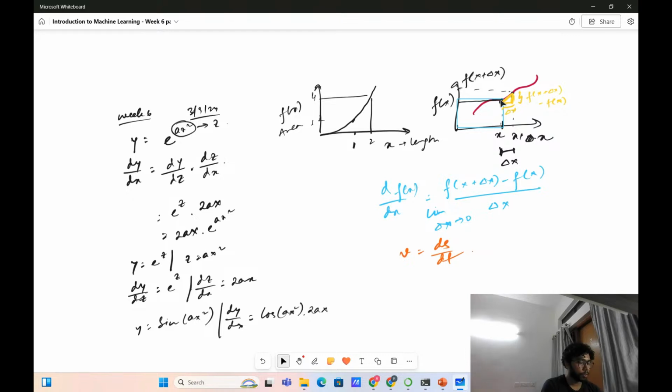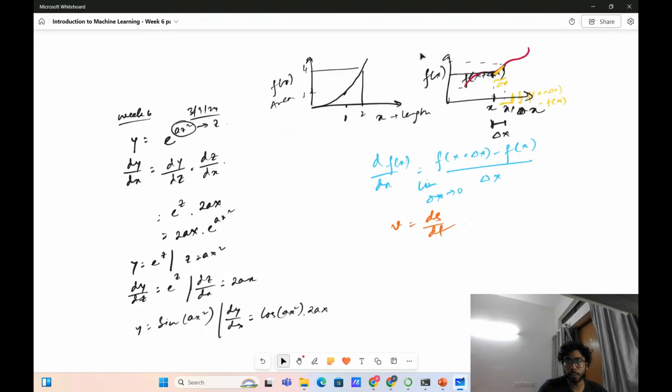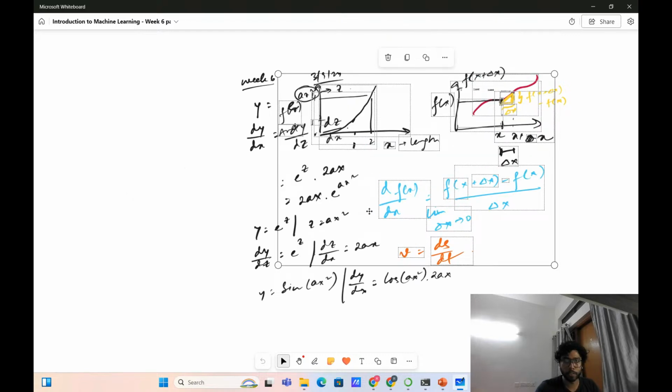So now there could be any functions, right? You can take any function. So I will also derive for one particular function maybe. So let's take the example as x square. Let's say your function is x square. Okay.